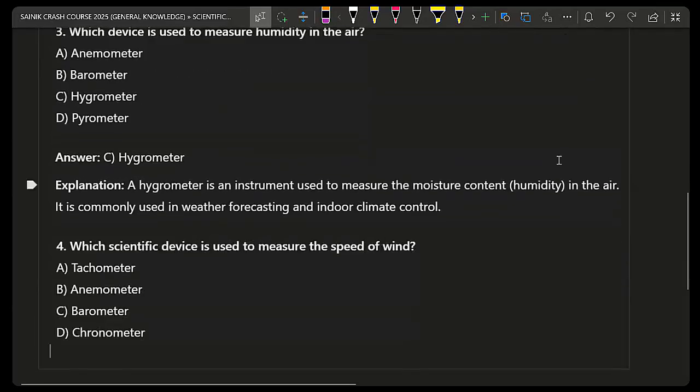This is your next question. Which device is used to measure the speed of the wind? Tachometer, anemometer, barometer, chronometer. All of you participate in the poll.